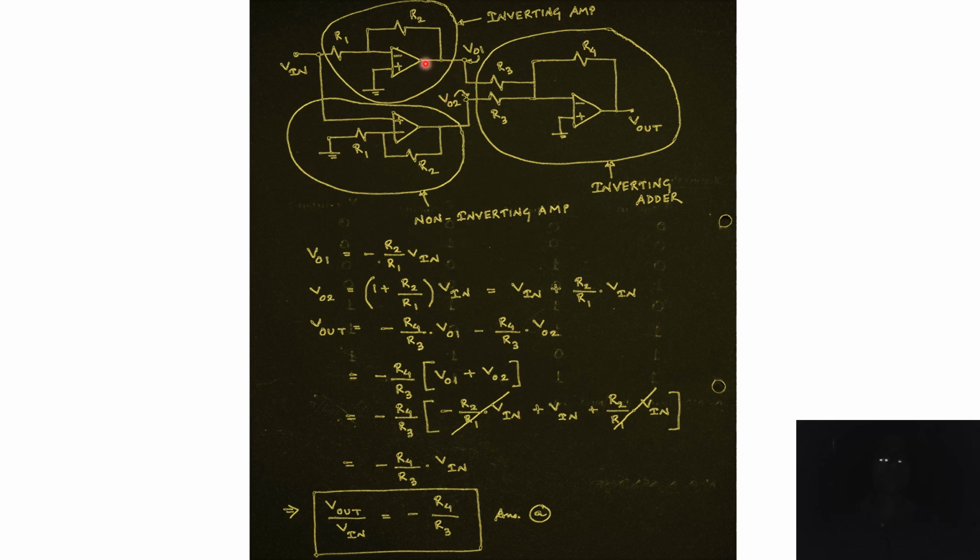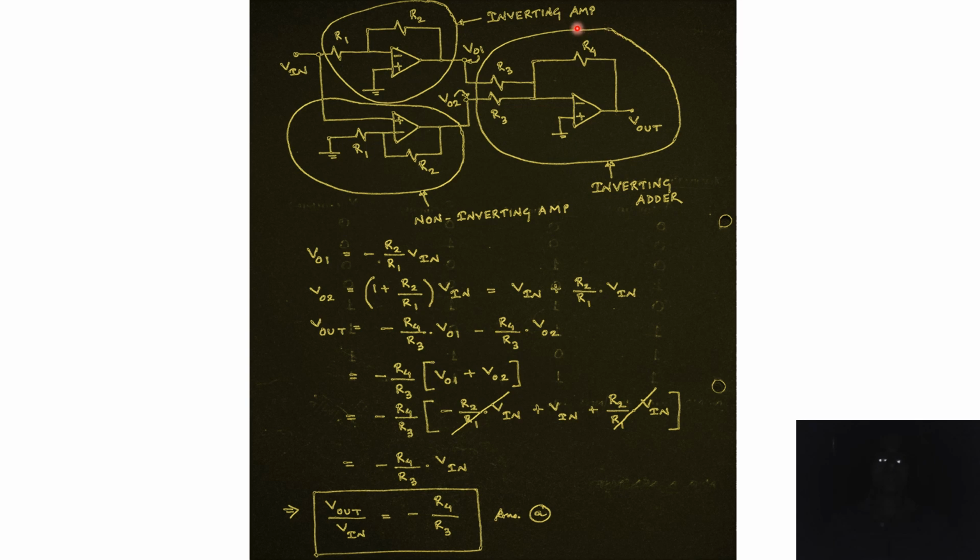If we consider the output of the first op-amp as V01 and the output of the second op-amp as V02, then we can write V01 as negative of R2 by R1 multiplied by Vin. This is the inverting amplifier. The second one is a non-inverting amplifier, so we expect V02 to be equal to 1 plus R2 by R1 multiplied by the input voltage Vin. We can write this as Vin plus R2 by R1 times Vin.